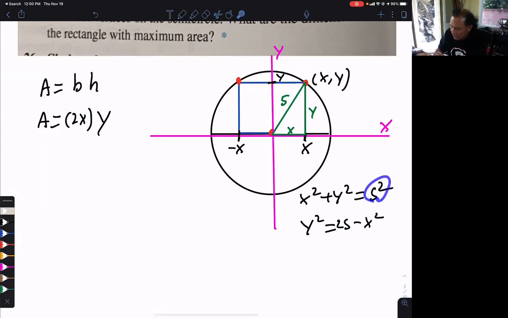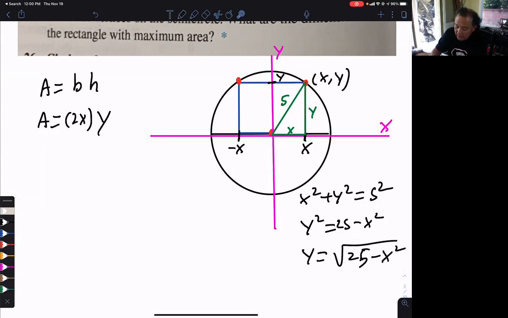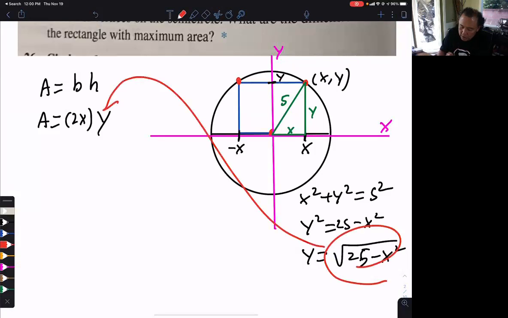So I squared that to get 25. I subtracted that to get minus x squared. Then y is going to be the square root of 25 minus x squared. A little side note for you, it should be plus or minus, but y is positive, so we ignore the negative. So I place this in for y. So now I have this formula.